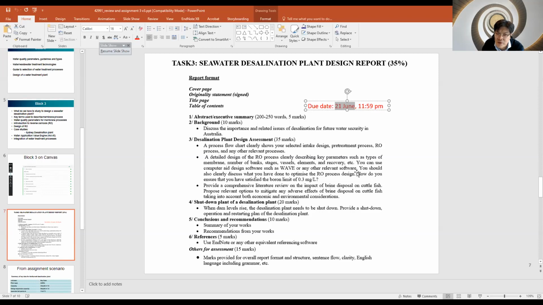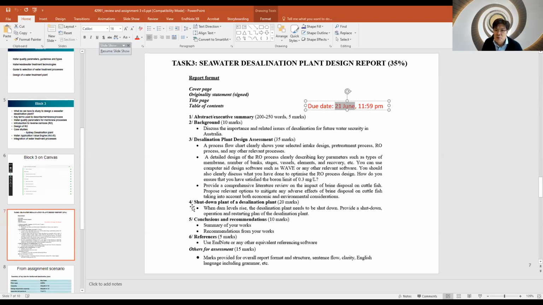Also, you should clearly discuss what you have done to optimize the RO process design, and how you ensure that you have satisfied the boron limit of 0.3 mg per liter, and provide a literature review on the impact of the brine disposal on cuttlefish.